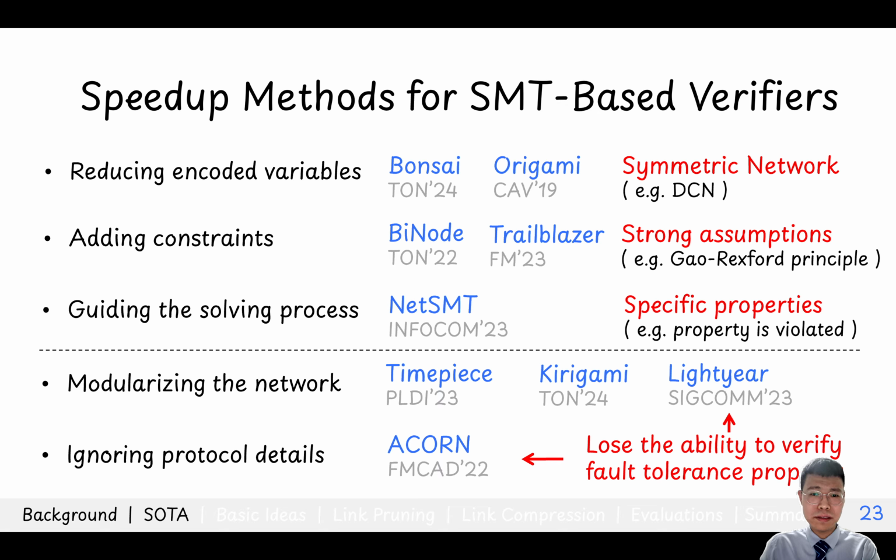However, all these existing methods have their own limitations. Bonsai and Origami only work for symmetric network topologies. Biode and Trailblazer rely on stronger assumptions, such as the direct fault policy model. NetSMT only handles cases where the property is violated. When the property actually holds, it still needs to explore the full search space. Other tools such as Timepiece, Kirigami, and Lightyear lose their ability to verify fault tolerance properties.